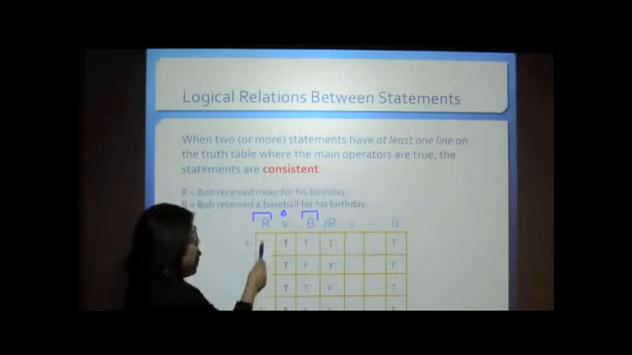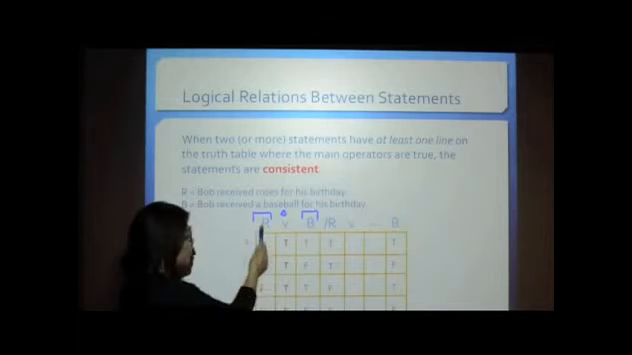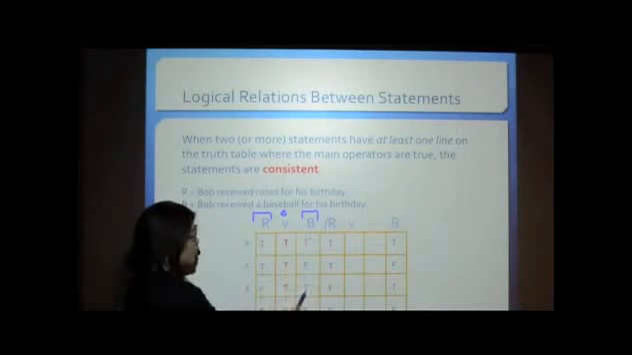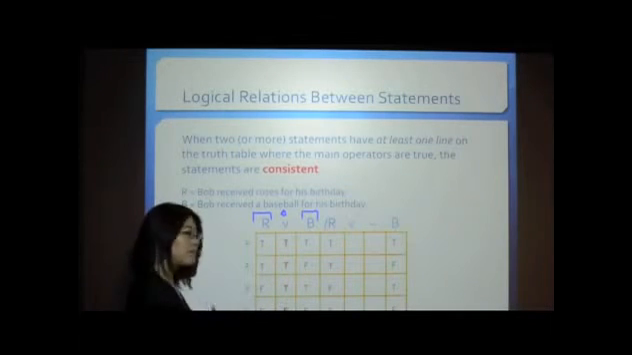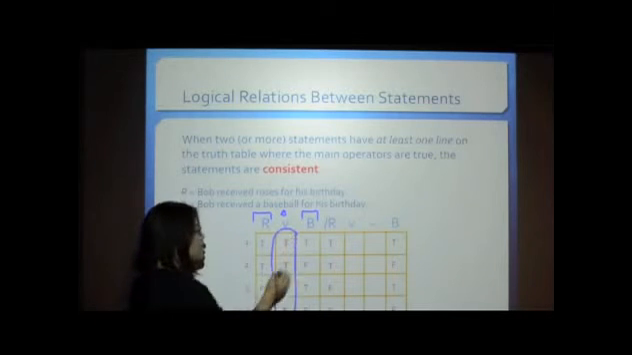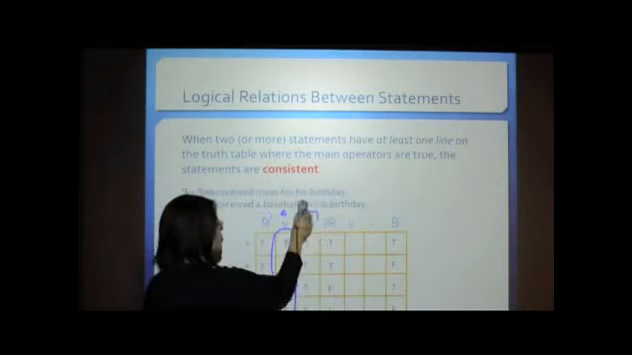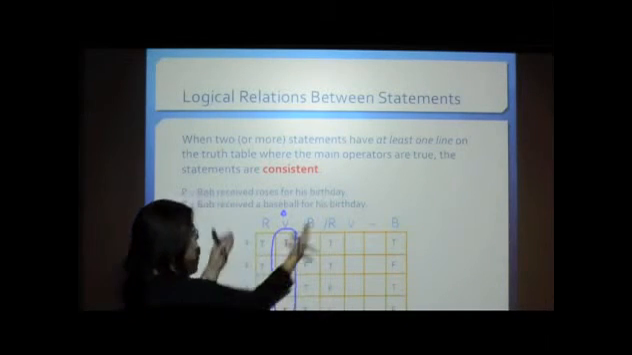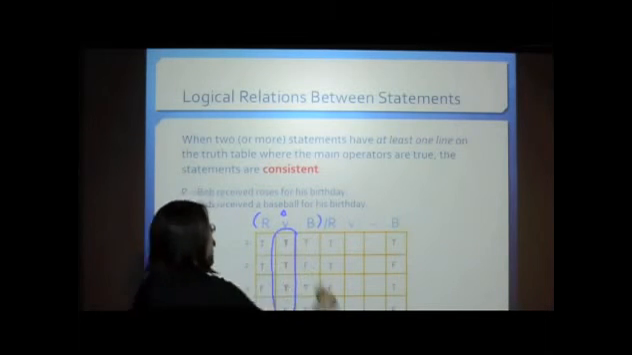When R is true and B is true, the disjunction will be true. When R is true and B is false, the disjunction will be true. When R is false and B is true, the disjunction will be true. And when R is false and B is false, the disjunction will be false. This column then gives us the possible truth values that this entire statement, this disjunction, can have.